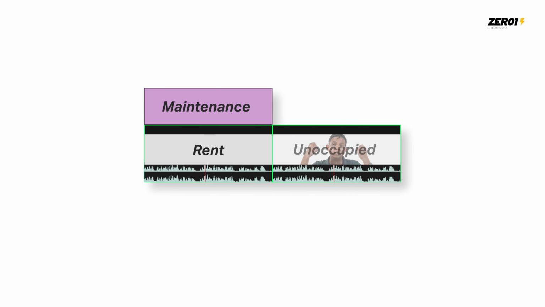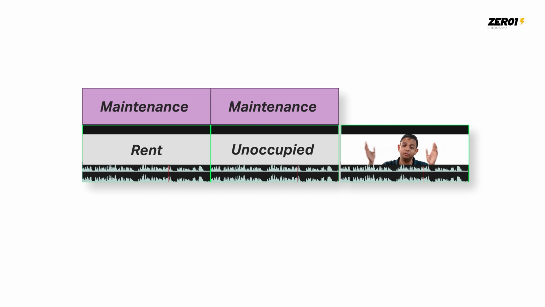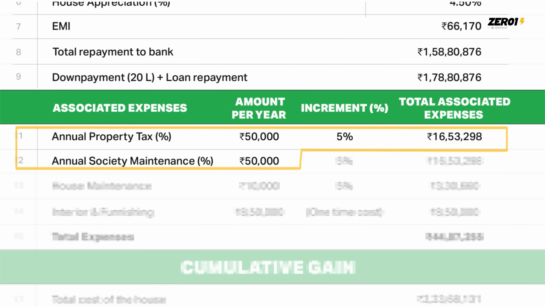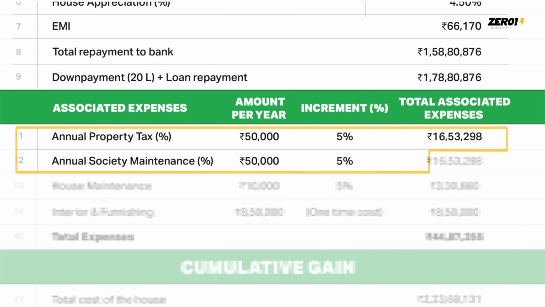Then we have society maintenance. And this is also interesting. Even if you put the house on rent, you still have to pay maintenance. If you don't live there, you still have to pay maintenance. And if you live there, you still have to pay maintenance. So let's add about 50,000 rupees a year. Please change it according to whatever your prices for your society are. And this also increases about 5% a year. Over 20 years, like I said, this becomes 16.5 lakhs.